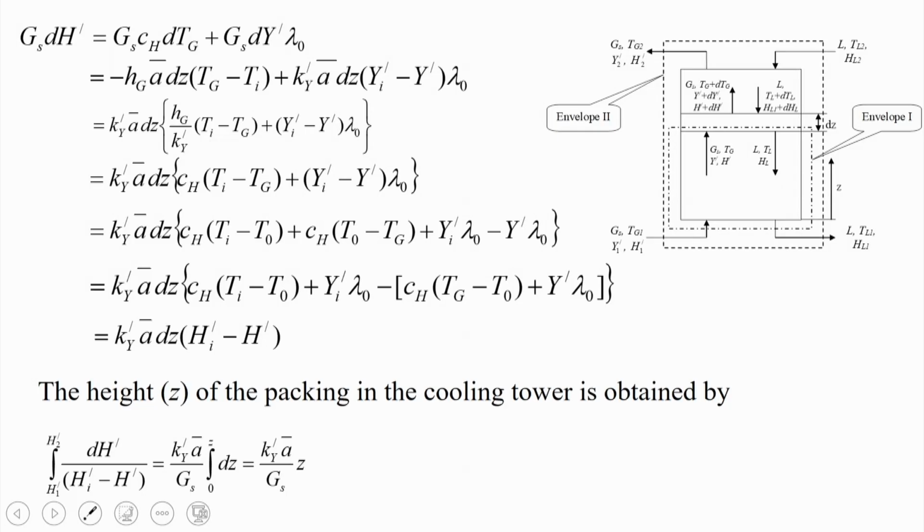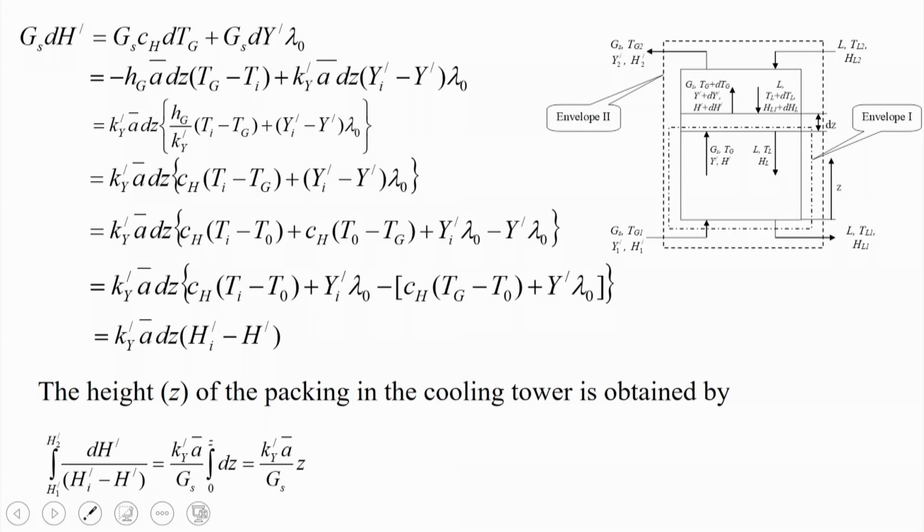That is nothing but k_y' ā dz, in the bracket we will be getting h_G by k_y' into (T_I - T_z) plus (Y_I' - Y') into λ_0. And by manipulating this we will be getting ultimately k_y' a' dz into [C_H (T_I - T_0) + C_H (T_0 - T_z) + Y_I' λ_0 - Y' λ_0]. And from there we will be getting ultimately that G_s dH' is k_y' ā dz (H_I' - H').